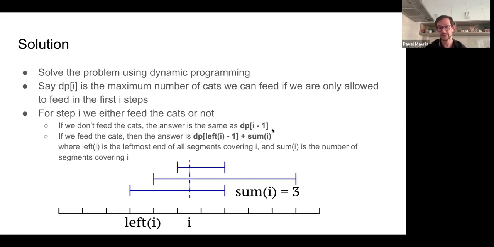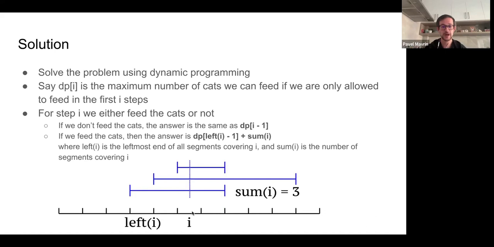If I feed the cats in step i, then we can recalculate the result. How? Let's calculate the number of cats present at moment i. Let's say sum of i is the number of cats present at moment i. I will feed these cats, plus I will feed some cats to the left. And these cats to the left should be fed in steps before left of i, where left of i is the leftmost segment start that contains position i.